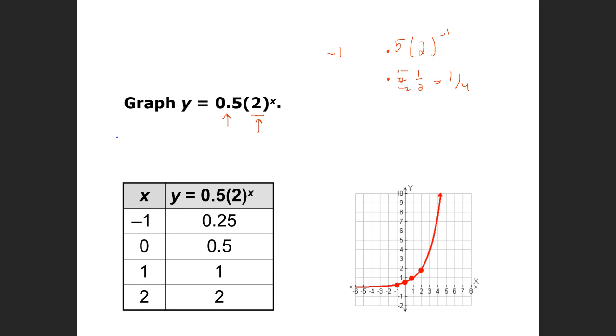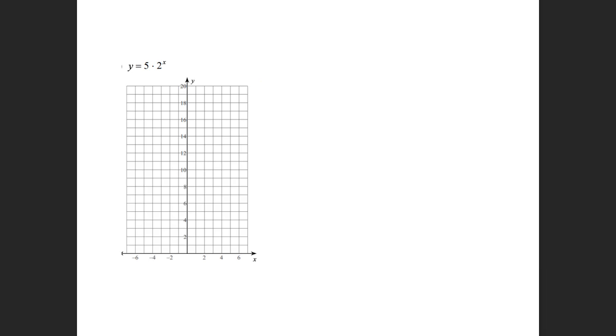Now, I will tell you that this really tells you where it's going. When it crosses the y-axis, this is the number that it's going to cross at, okay? Because when you put 0 in here, 2 to the 0 is 1, 0.5 times 1 is 0.5. So it's going to cross at 0.5. When we get into problems, it basically is the original amount. What is the amount when x equals 0? We always call that number in front the original amount. Where does it start when x equals 0?